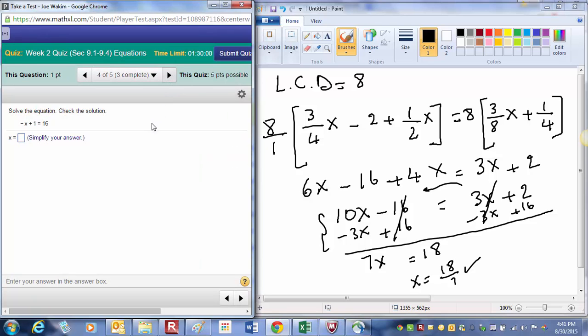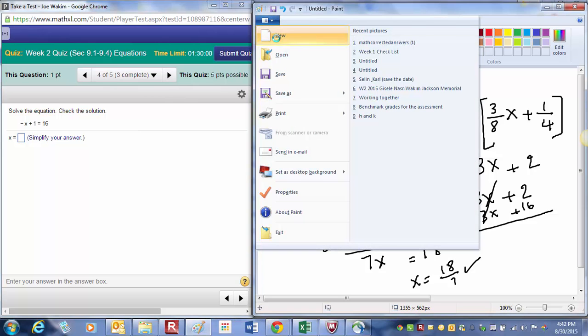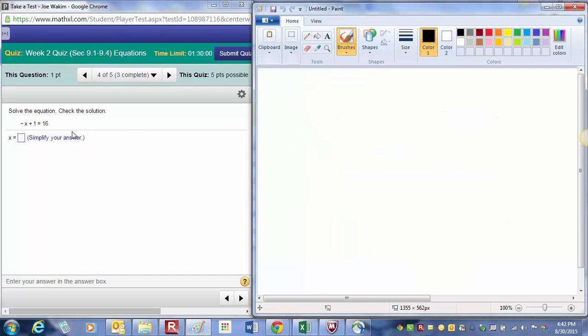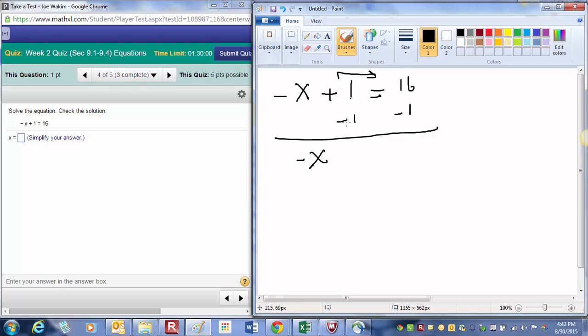Number 4, solve the equation, check the solution. So how do we solve for this one? All we have to do is isolate x. Let's start by subtracting 1 from both sides. So now we have negative x plus 1 equals 16. Subtract 1 from both sides. That way we can move the 1 to the right. This becomes negative x. These two will cancel, and that's 15.